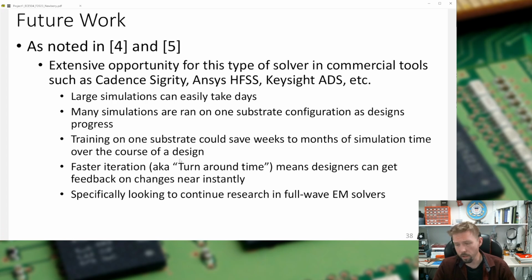So one of the situations I'd like to see is if you take one substrate configuration. A lot of times you're doing a design, your substrate is unchanged, but your design process is going to take a long time. So if you could train a machine learning model on that particular layer stack, and then speed up your simulation afterwards, you know what the vias are going to look like. So even if training takes a few days or a few weeks, if each simulation then takes seconds to minutes, using machine learning instead of traditional simulation, you could shave weeks or months off of your design time. This faster turnaround time means that you can get feedback on changes to your design near instantaneously. So I'm looking to continue research in this area.